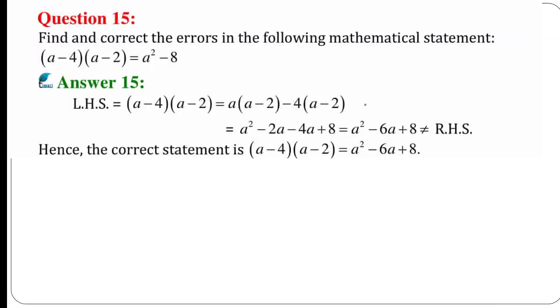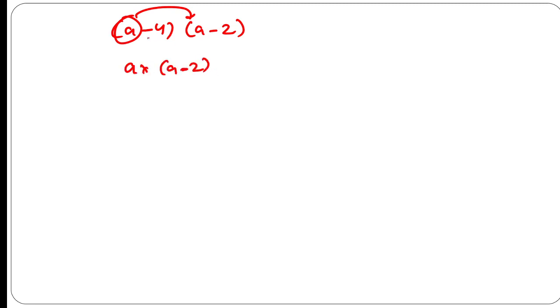So next is your question number 15. Question number 15, you have to solve this mathematical expression, a minus 4 into a minus 2. In the same way, we can solve this a minus 4 into a minus 2. This a is multiplied to the whole term, that is a into a minus 2, then with the sign of this minus, 4 is multiplied to this whole term, that is a minus 2.